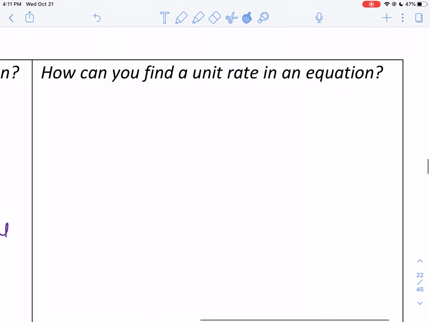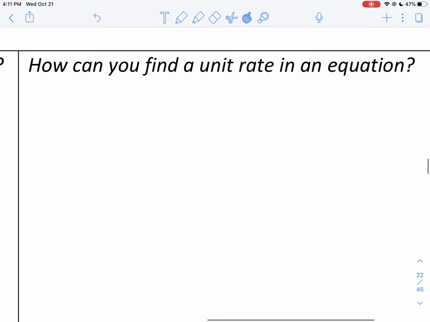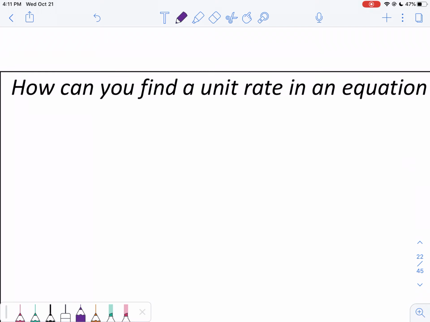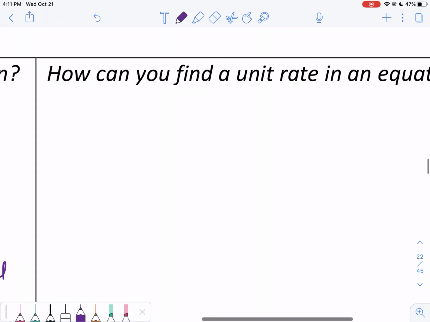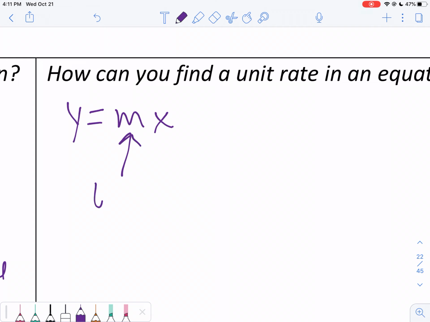How can you find a unit rate in an equation? Well, we want our equation to be in y equals mx form, and the m is the unit rate.